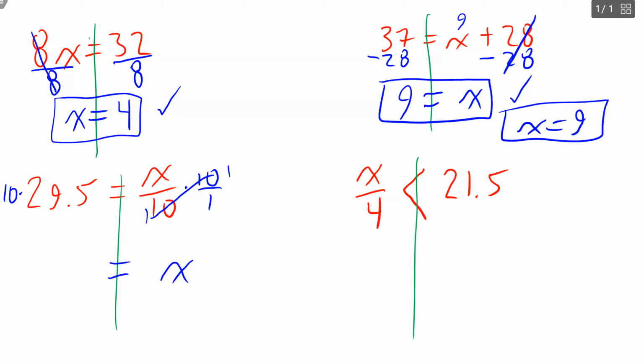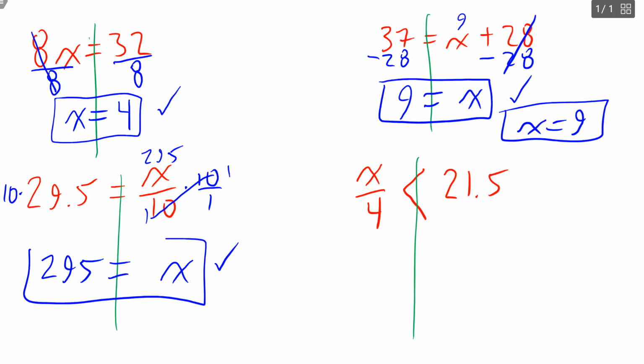And now 10 times 29.5 is going to be 295. And then to check my answer, I can substitute that back in. And so I have 295 divided by 10. I move my decimal over, and sure enough, that checks out. That is a good answer.